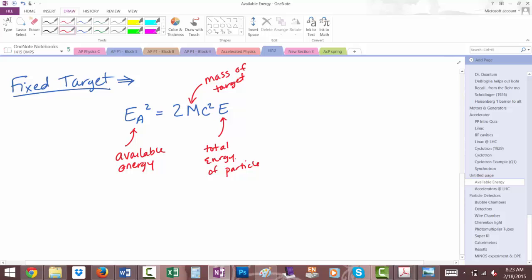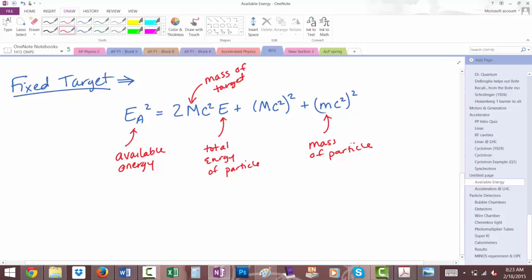The one that's being accelerated, that is hitting the target, okay? Plus big M c squared plus little m c squared. And little m is the mass of the particle.